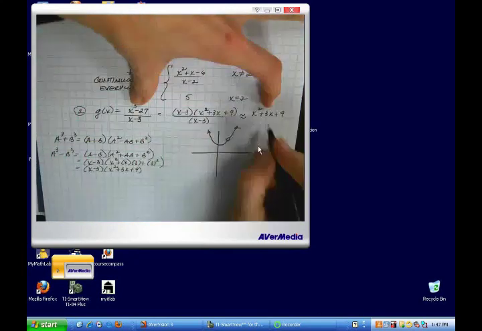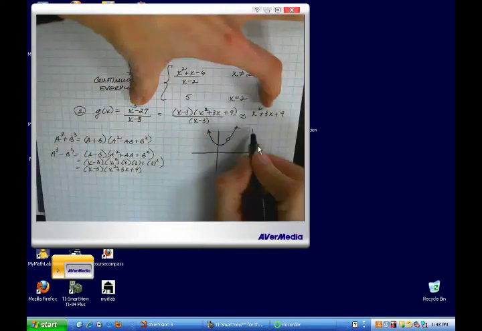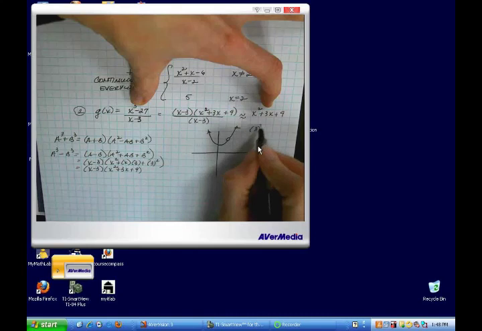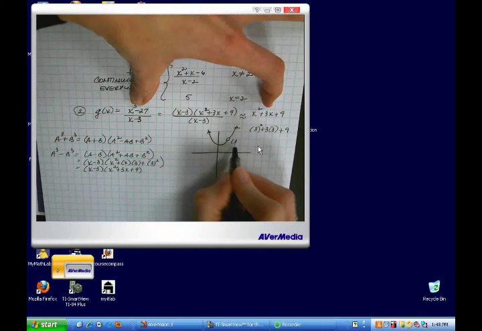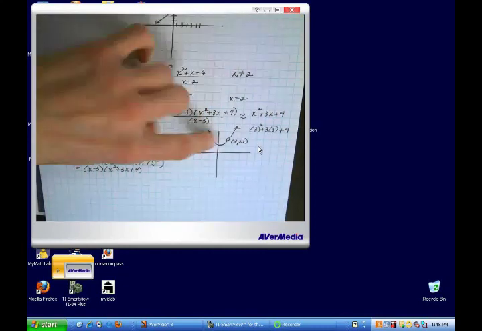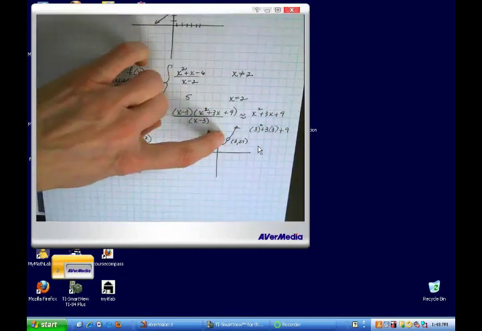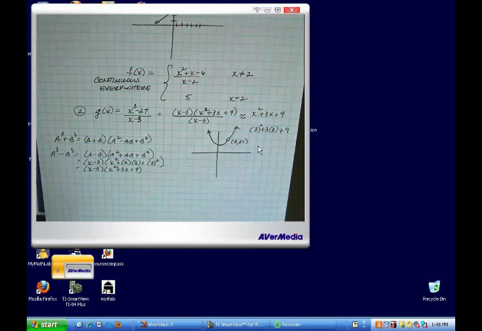So if I put a 3 into this, this is going to be 3 squared plus 3 times 3 plus 9, which is 9 plus 9 plus 9, which is 27. So this ordered pair is (3, 27). The height of that graph at the hole is 27. So to fill it in, I need a y value of 27.